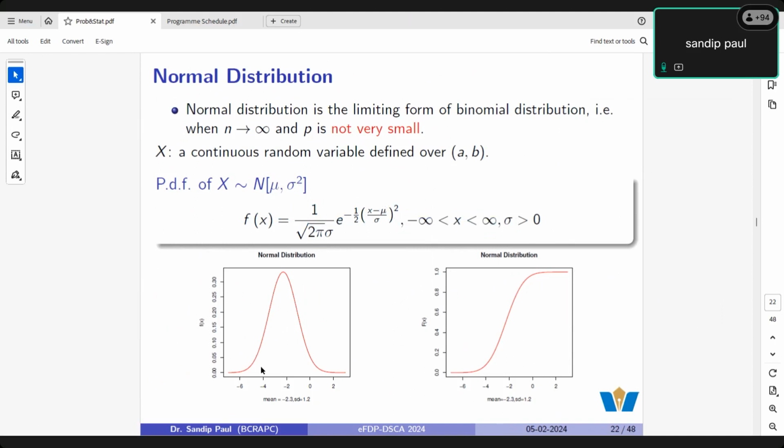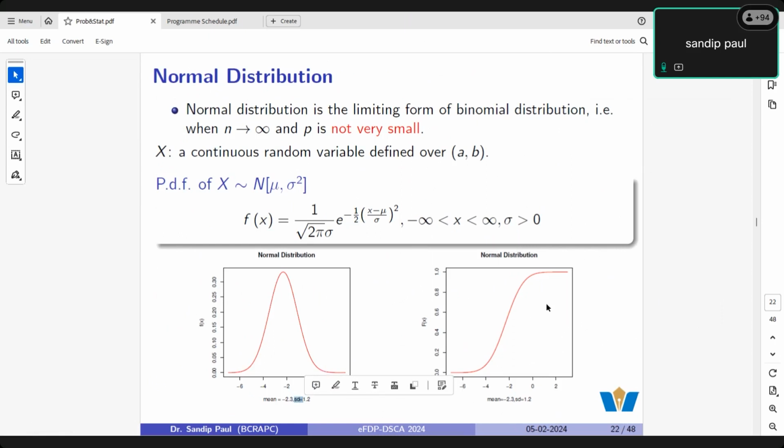Now here in this graph you can see the normal graph, which we have already discussed earlier. It is a symmetric graph, symmetric about a line. In this example we have taken mean equal to minus 2.3, so the graph is symmetric about the line minus 2.3, and its standard deviation is 1.2. Standard deviation measures the amount of spread, how the graph is spread over the range minus infinity to infinity. If we increase the standard deviation, the graph will spread over more of the x values.